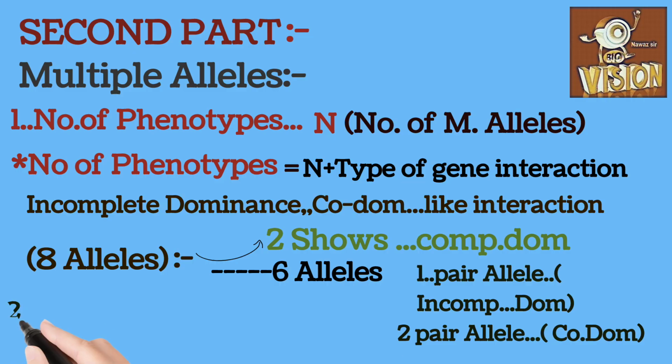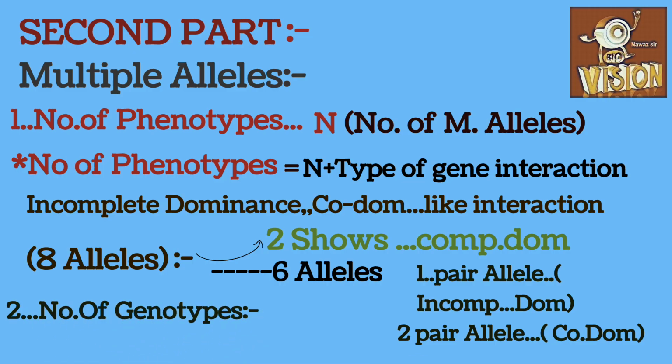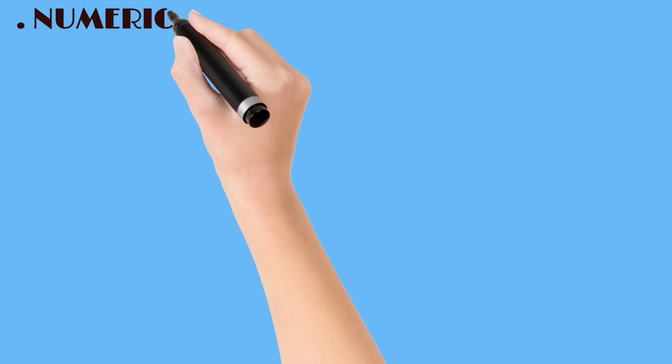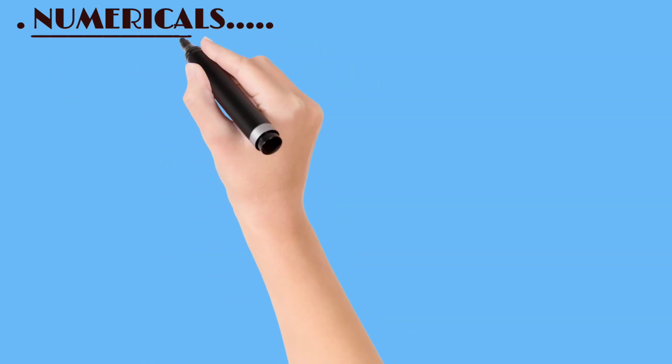Now to calculate the number of genotypes in multiple alleles we have a different formula: N into N plus 1 divided by 2. Now in the last go we are going to apply all these formulae, genotypic and phenotypic, to solve some important numericals of multiple alleles. Some important numericals that I am going to underline here.